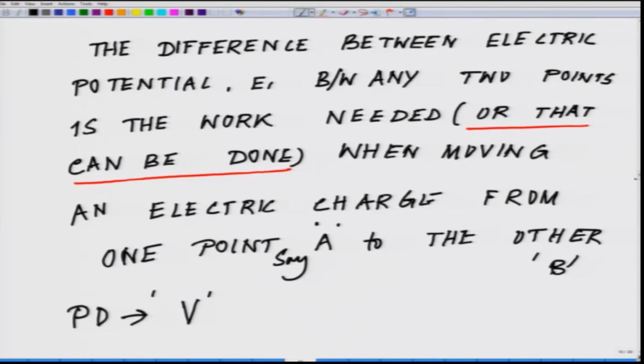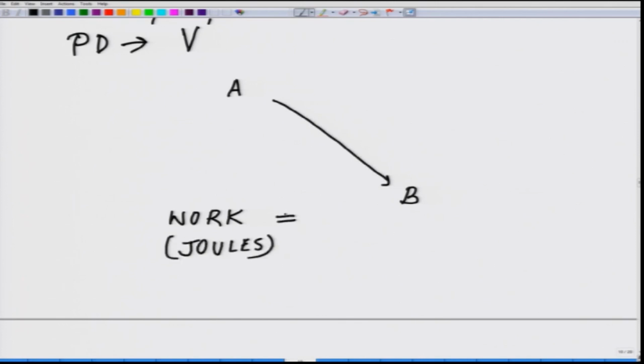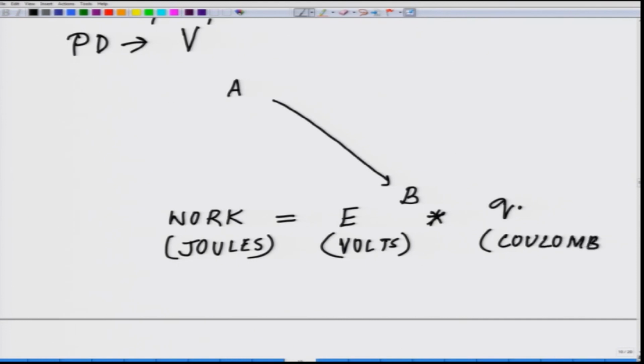So, now if we talk about the work which will be done in moving a charge from A to B, this could be quantified as work, which is represented in joules, the unit of work is joules. It is equal to E, the potential difference represented in volts, multiplied by Q, the amount of charge, which is in coulombs. We have already talked about it. Okay. So, the work done. So, this is the second relation we are talking about. If you remember the first relation we talked about, just a recap.